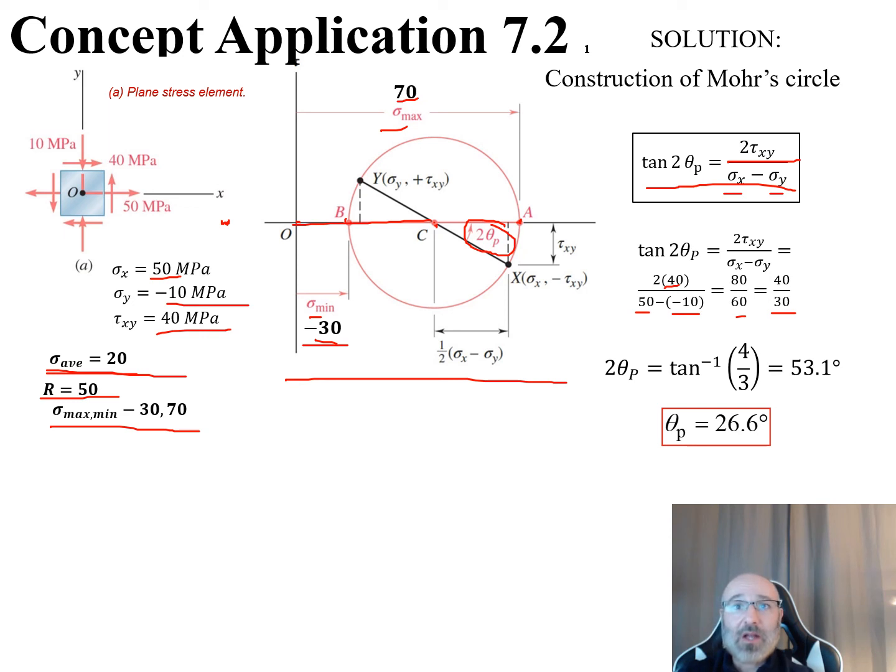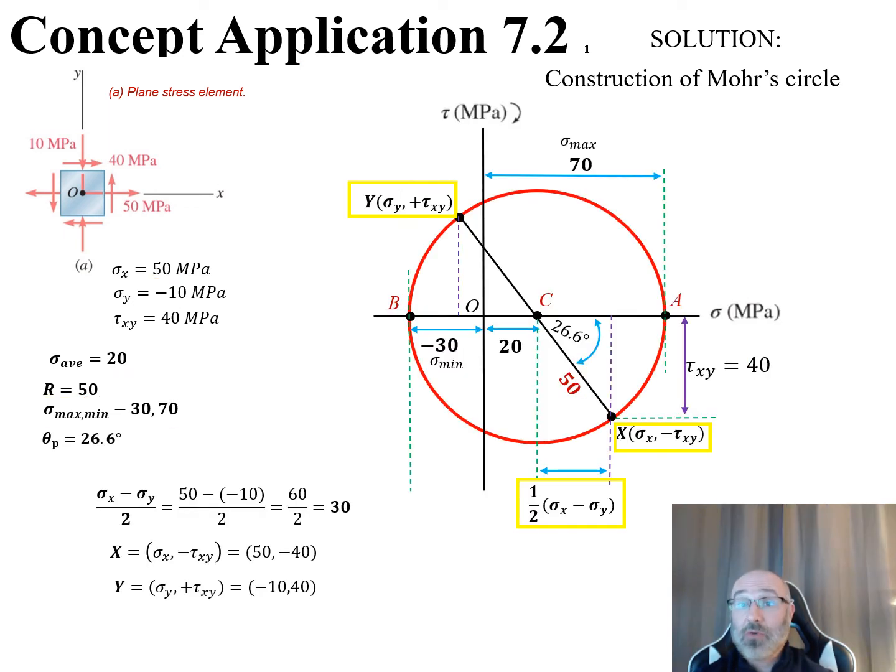Rearrange this, and this is saying that now if we move this to the other side, 2 times our theta p is equal to the inverse tangent of 4/3. We do that out there, and 2 times our theta sub p is equal to 53.1 degrees. Divide both sides by 2, and now our theta sub p is equal to 26.6 degrees. So that plugs in right there. So now we have that information for our theta sub p value right there, our 26.6 degrees.